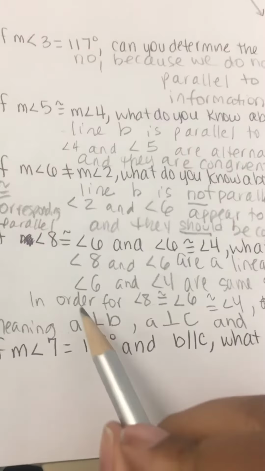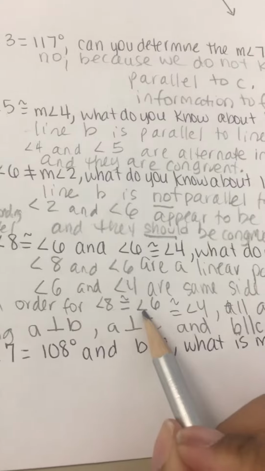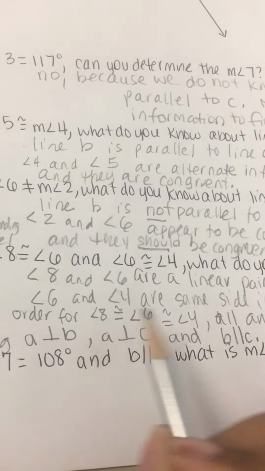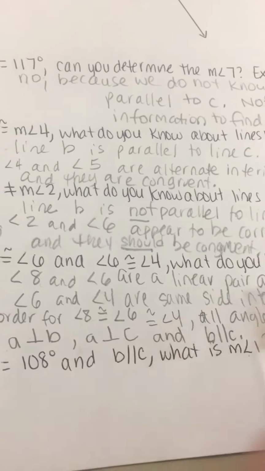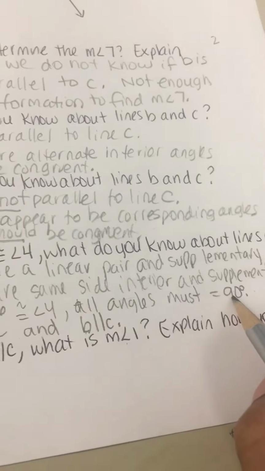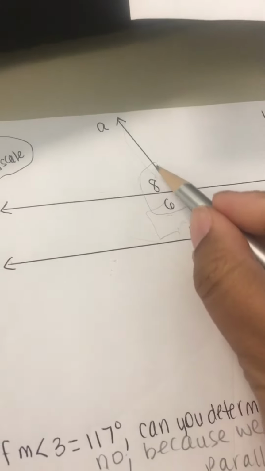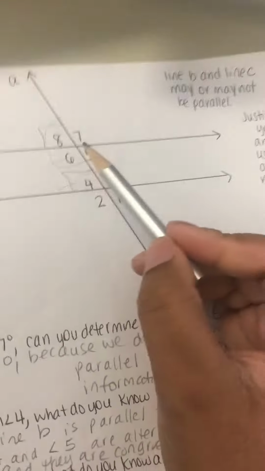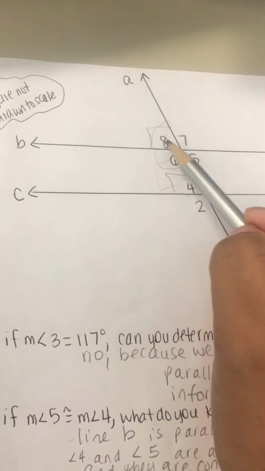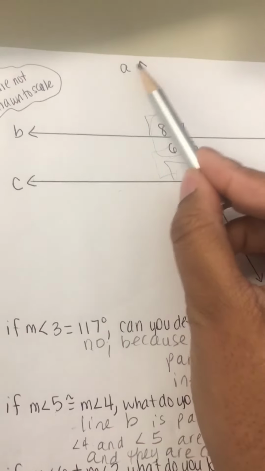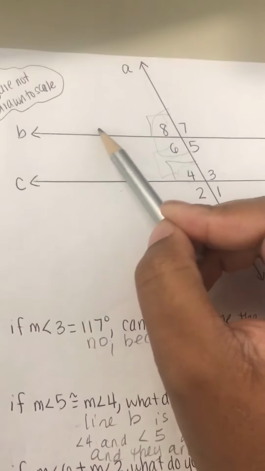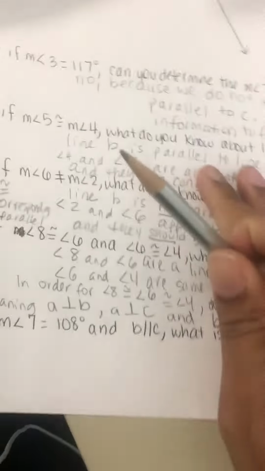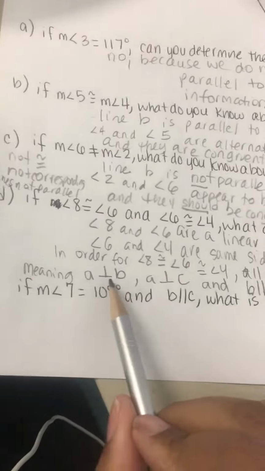So in order for 8 and 6 to be congruent, and 6 and 4 to be congruent, and we learned today with the transitive property, that means that 8 and 4 would also be congruent. In order for all those to be congruent, the angles must be 90 degrees. And if you have 90-degree angles here, and you have a 90-degree angle here, that means you've created perpendicular lines. So A is perpendicular to B, A is perpendicular to C, and that means because both of these are equal to each other and corresponding, B would be parallel to C, and that's what all these symbols mean.